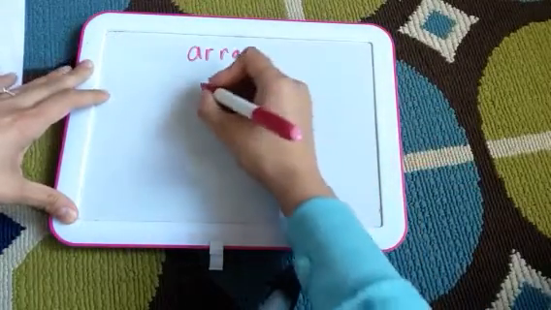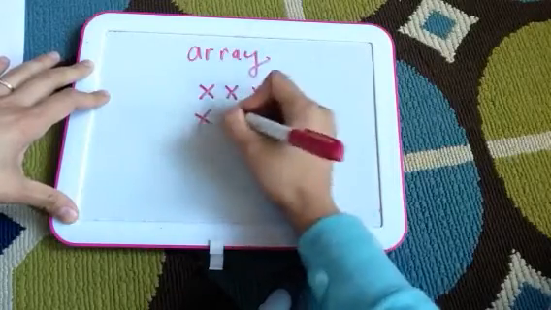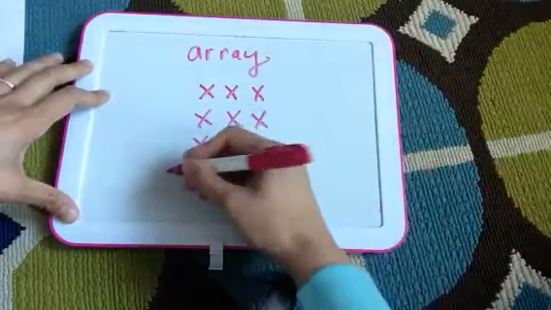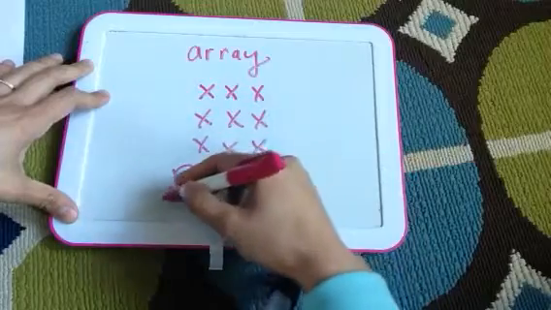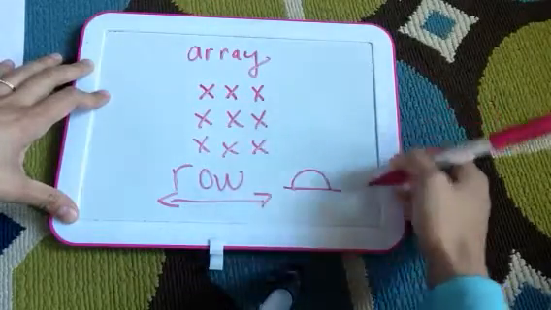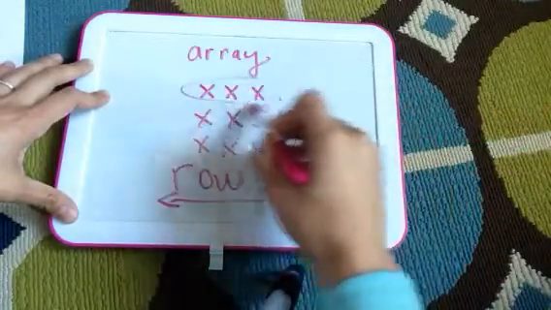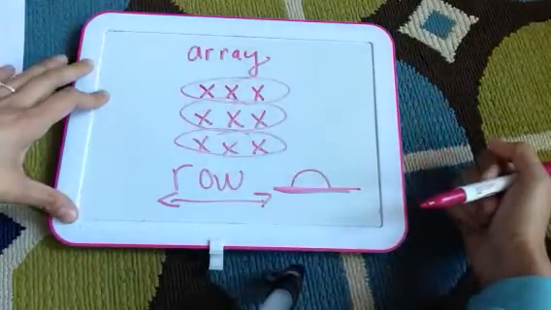You can think about a couple of things. So I'm going to draw an array right now. And right now we are just talking about the word row. A row is horizontal. It goes from side to side like the horizon, right? The horizon line. And this is a row. This is a row. This is a row in an array.